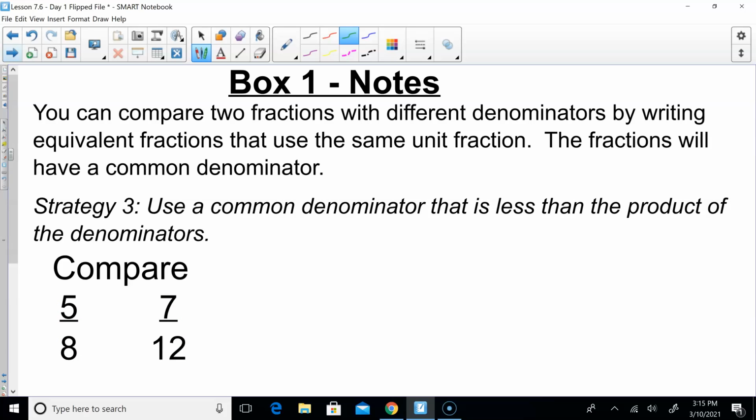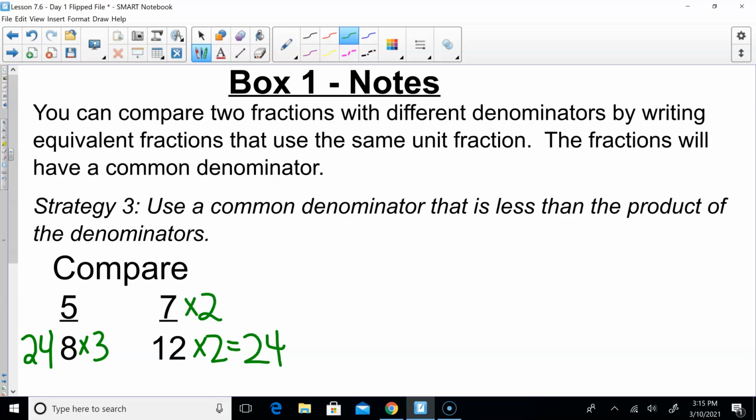And last but not least, we can use a common denominator that is less than the product of the denominators. We can take 8 times 12 and we can do that, and that would give us some really big numbers. That'd be like 96. But we can slow down our thinking a moment and think, what do 8 and 12 both multiply to reach, that same number? Well, if I think about 8 and 12, the first number that comes to my mind is 24. Can I multiply both of those numbers by something to equal 24? The answer would be yes. So I can put 24, because that would be 8 times 3. And 12 times 2 equals 24.